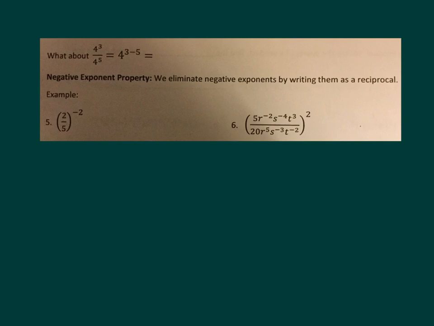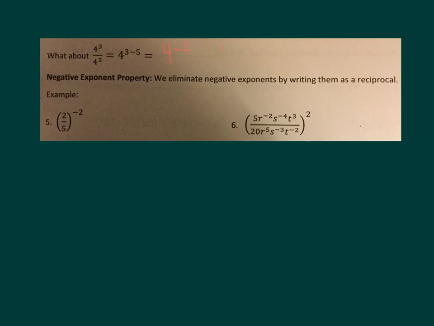All right, what about 4 to the 3rd divided by 4 to the 5th? Well, using the quotient of powers, that's the same thing as saying 4, the base is the same, to the 3 minus 5 power. But that equals 4 to the negative 2 power. So let's talk about negative exponents.